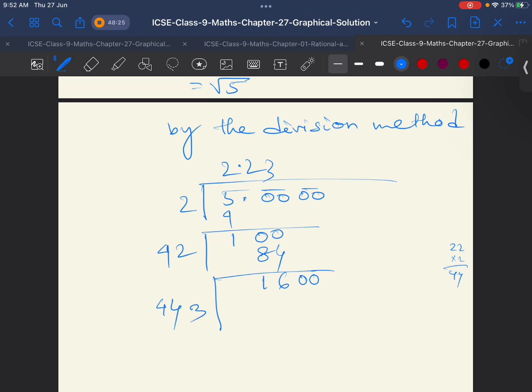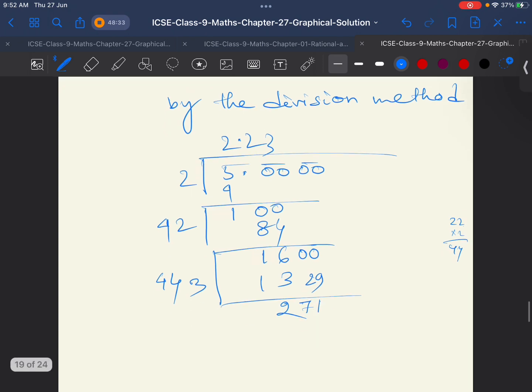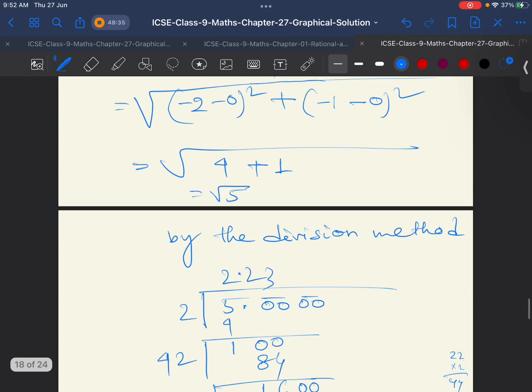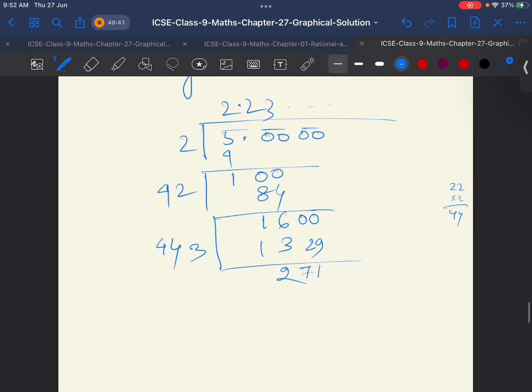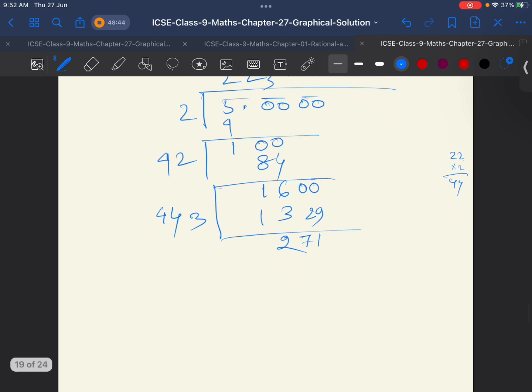Now we take 3 1 3 2 9. Okay, so this is 172. So the value of √5 is 2.23. Okay, now let's continue.